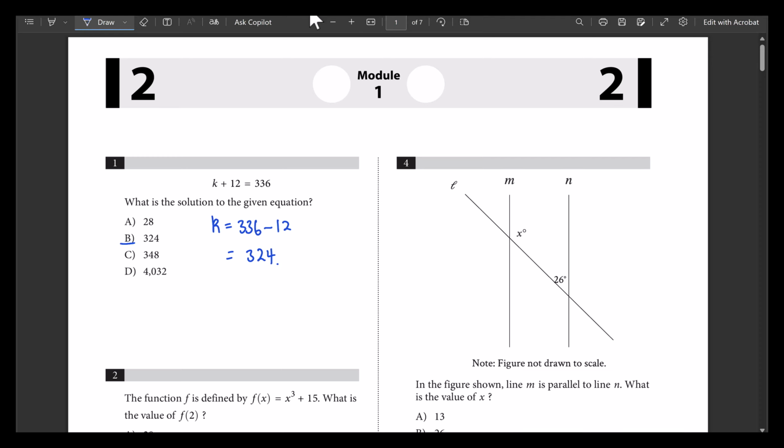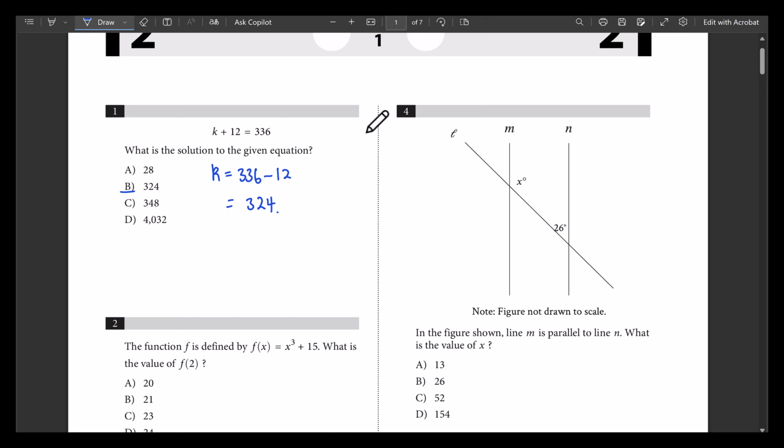as B. Number 4, in the figure shown, line M is parallel to line N. What is the value of x? So this angle and this angle add up to 180. Similarly, this angle and this angle add up to 180. So to find x, we say x is equal to 180 minus 26, and we get the answer is 154. Meaning that our answer is D.